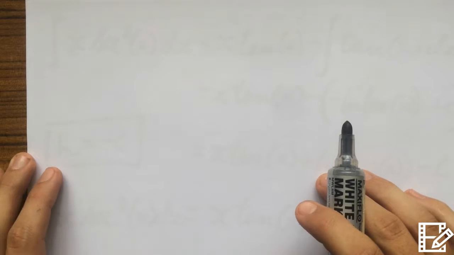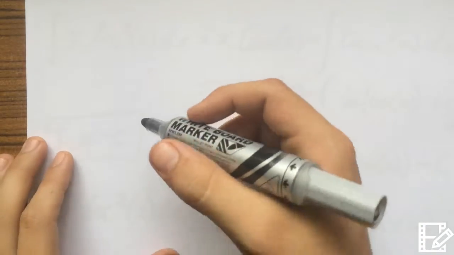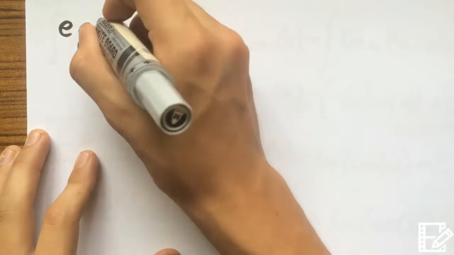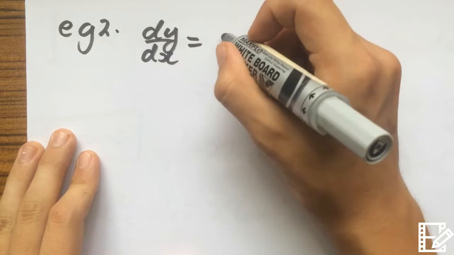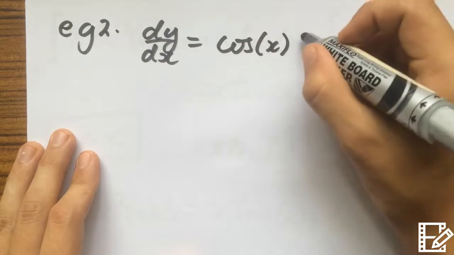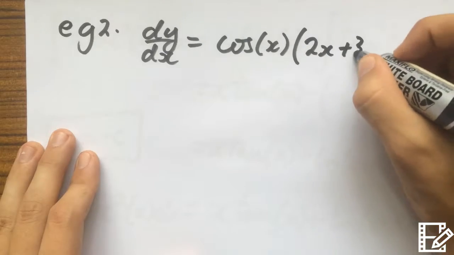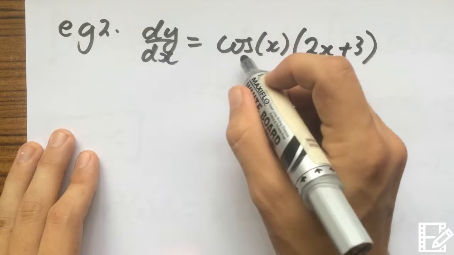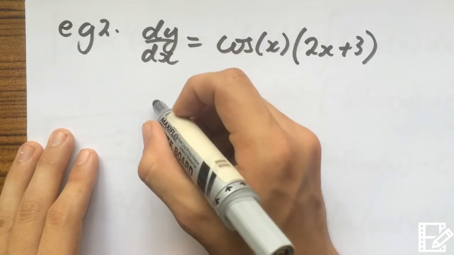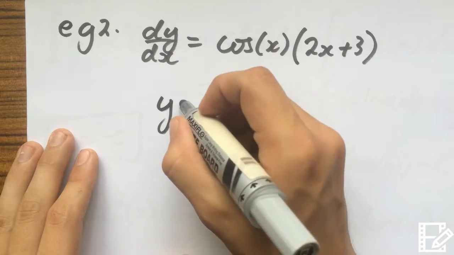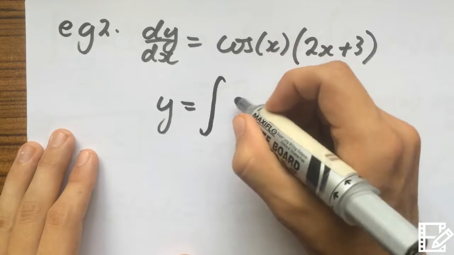Anyway, I'm going to go on to the next example. I'll show you another trick that comes up in this example with integrating as well. Okay, so we got our example 2, dy dx equals cos x (2x plus 3). So we've got our first function and our second function, and they're being multiplied together. Okay, now if we find the integral of dy dx, we just get y, and if we find the integral of all this, we get this.